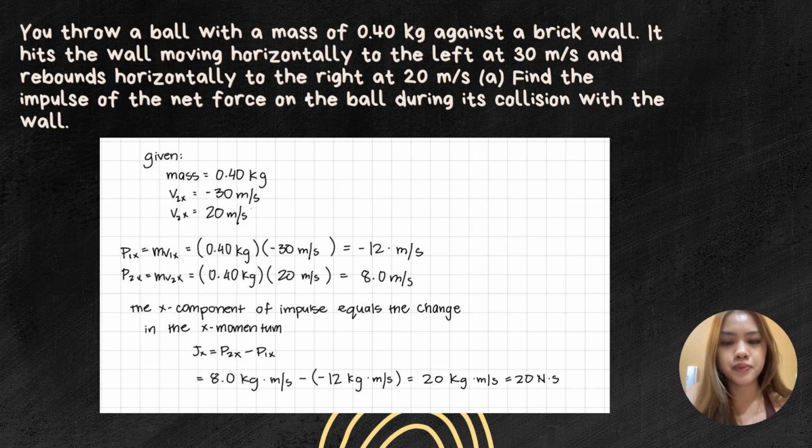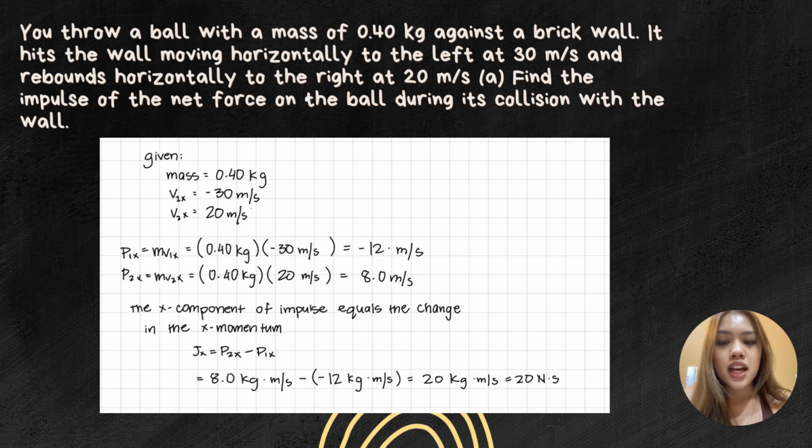momentum of the ball. For P1, we will multiply the mass times v1, which is negative 30 meters per second. This will result in negative 12 kilograms times meters per second. For P2, we will multiply the mass again times the final velocity, which is 20 meters per second, and this results in 8 kilograms meters per second.